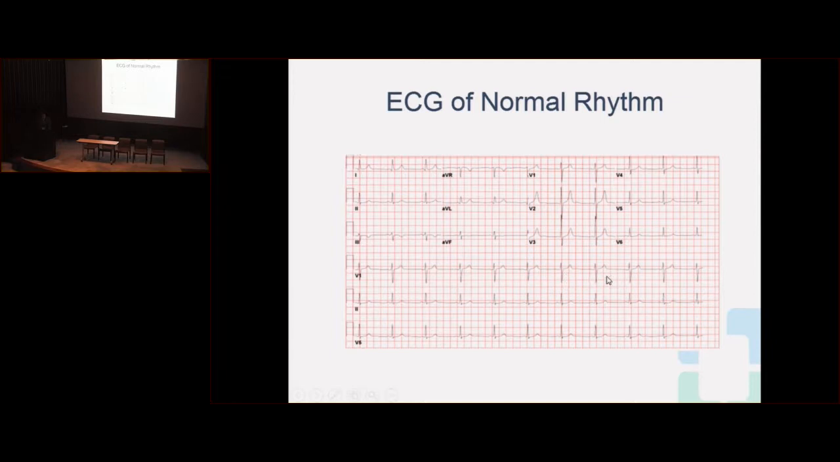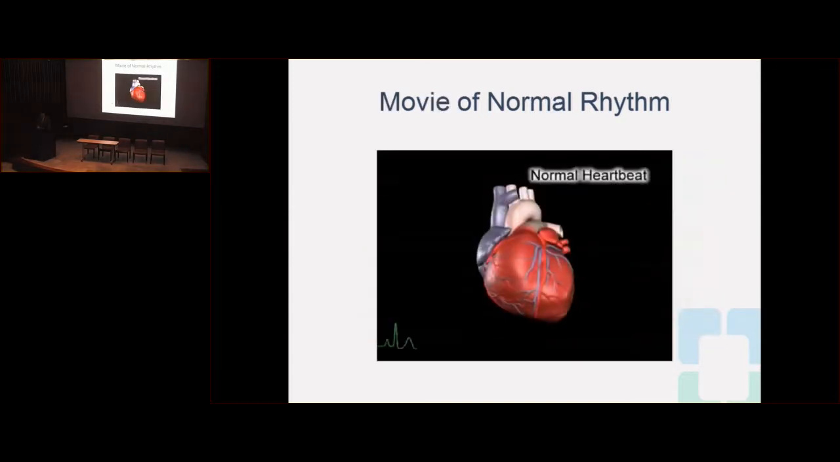So that's a normal ECG, and we look at the intervals. We look at the time that it takes to go from the top to the bottom chambers. We look at the time that it takes for the electrical signal to spread across the bottom chambers, and then the reset time. So all of that's important information that we're gathering from the ECG.